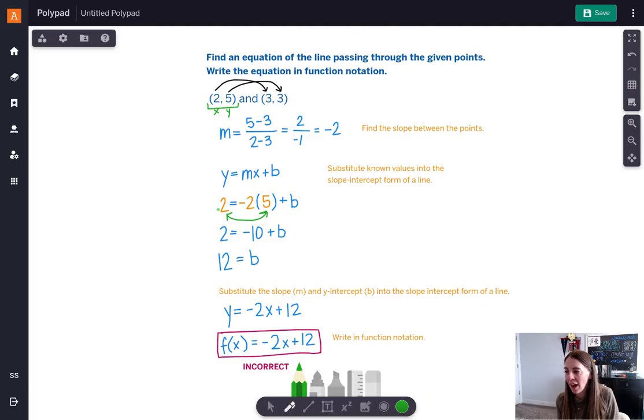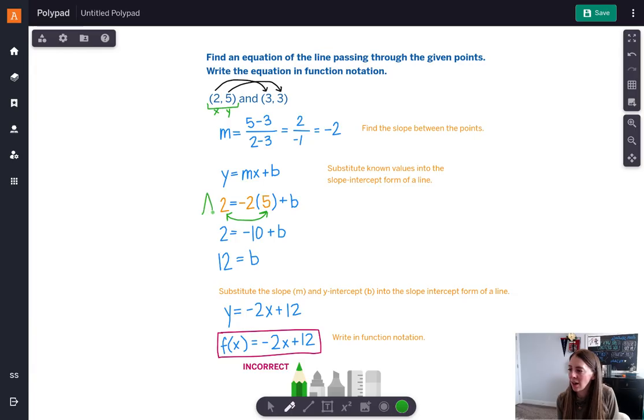All right, so after that, their work was sound, right? They followed all the steps correctly, just had numbers in the wrong spots. You would solve this to figure out what b is, and then substitute m and b back into the slope-intercept form of the line. And function notation just involves putting f(x) instead of a y at the beginning. So the function notation at the end was correct. Just the equation was incorrect.